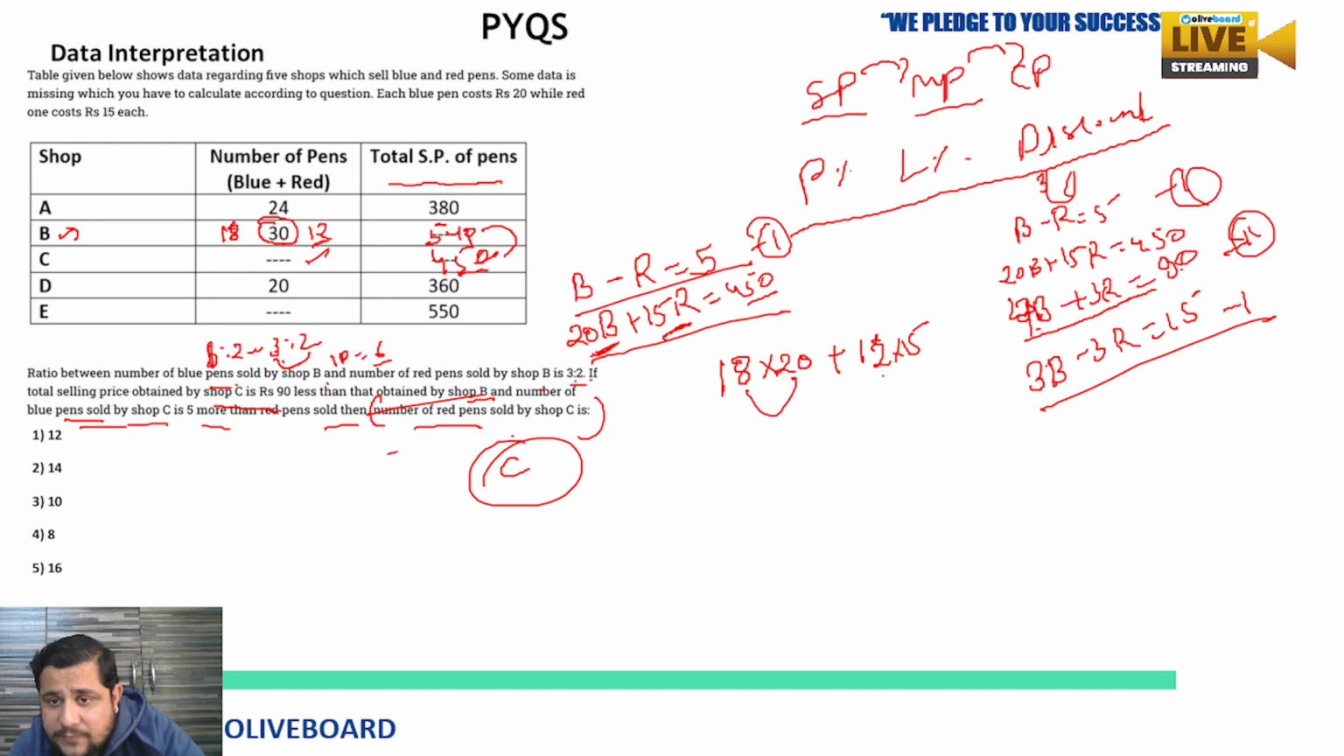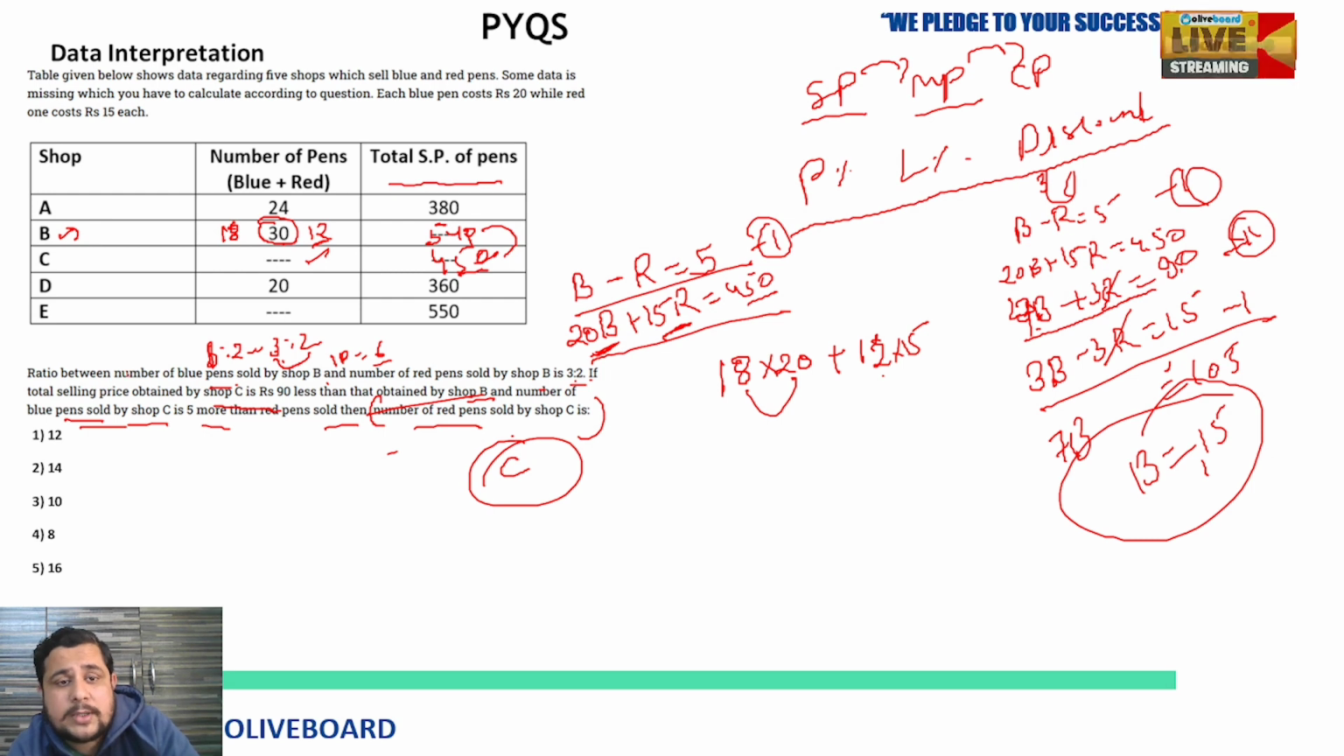Now after this, 4B plus 3B is 7B. 3R and minus 3R will cancel. 90 plus 15 is 105. So what would the number of blue pens be? 105 upon 7 means 15. So here 15 are the blue pens, and we have one more piece of data that blue pens minus red pens equals 5. Means blue pens are 5 more than red pens. So red pens will be 5 less than blue pens, means 10. Clear? So our answer would be option 3, 10.